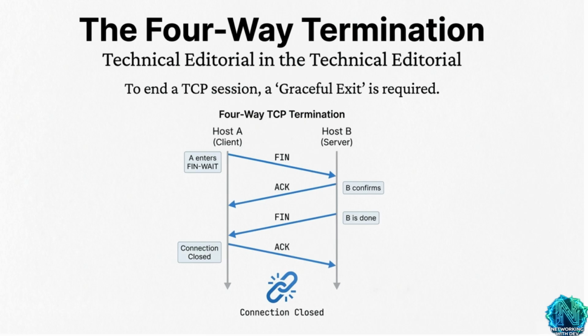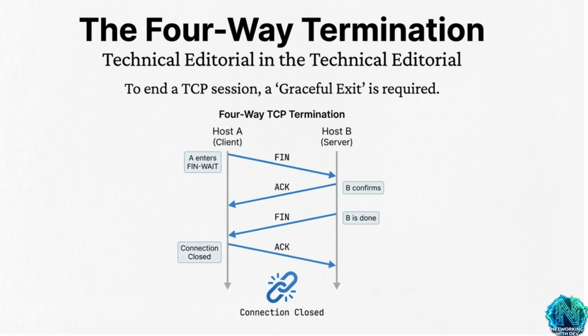Finally, just as every conversation has a proper beginning, every TCP session requires a graceful exit to ensure that both devices can free up their resources correctly. This process is known as the 4-way termination. As we see in the diagram, when host A is finished sending its data, it initiates the closure by sending a FIN packet and enters a wait state.